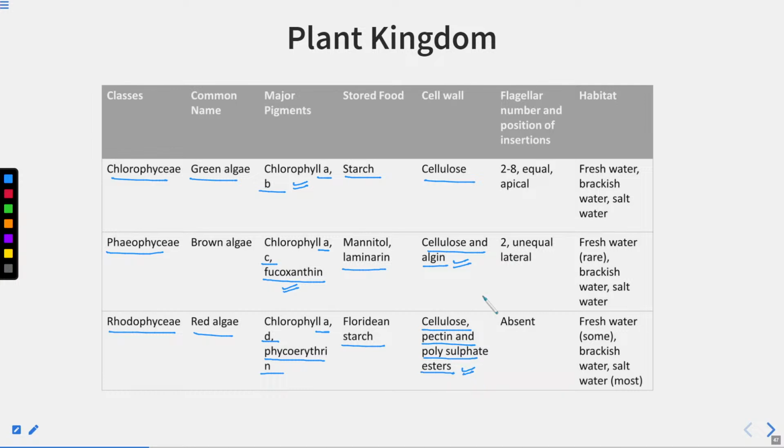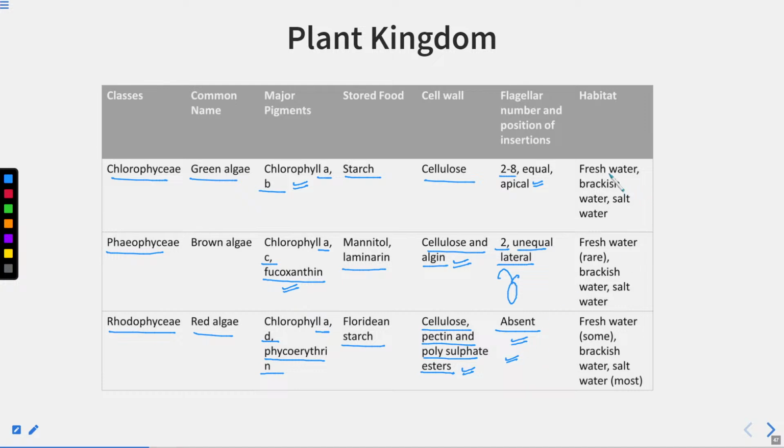Very different, right? Flagellar number and position of insertion: 2 to 8, equal and apical in position. 2, unequal and lateral. So the flagella will not be equal in size. Absent. No flagella. Very important point. Rhodophyceae do not have any flagellated cells in their life cycle.